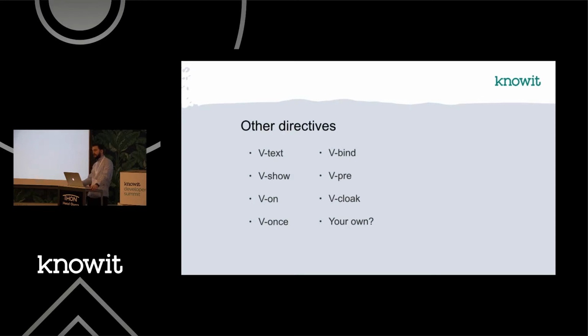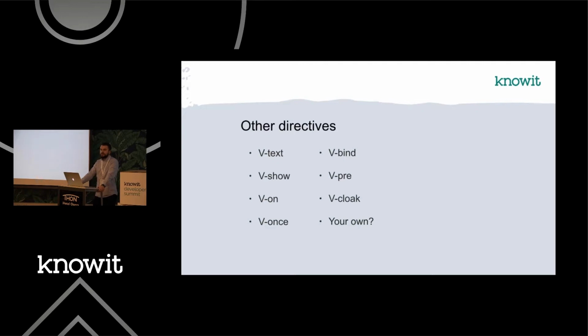And other directives we have are v-text, as I showed you. v-show toggles the display CSS property based on the truthiness of the expression. v-on is used to listen to DOM events, such as click events. So it adds event listeners to the element. If it's used on a normal element, then it listens to the native DOM events only. But if it's used on custom element components, then you can add custom event listeners.